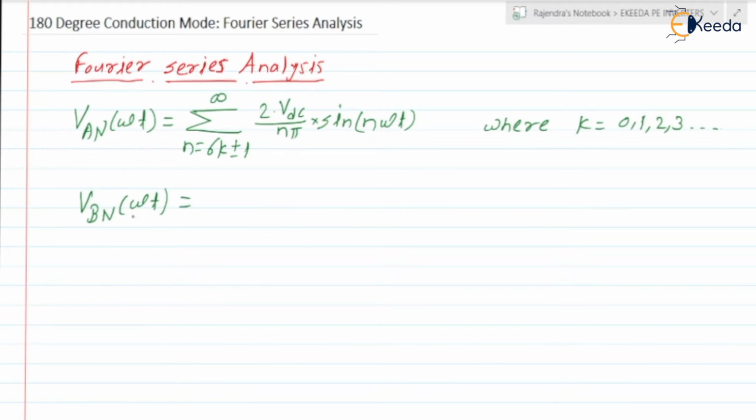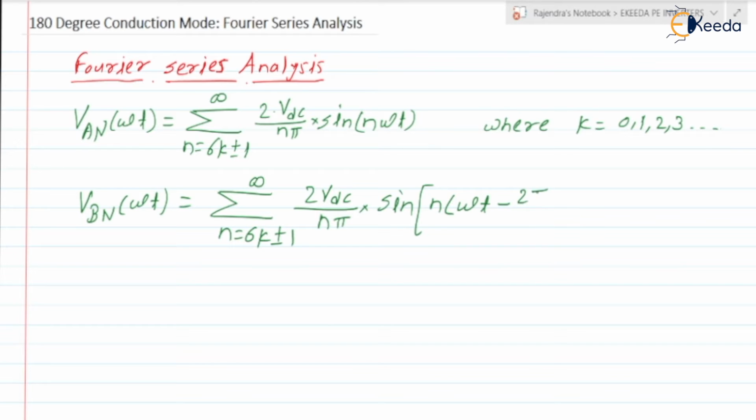If you check, VBN is lagging VAN by an angle of 120 degrees. So this can be written as the summation over n equal to 6k plus or minus 1 up to infinity of 2 VDC upon n pi, which remains the same, into sine of n into omega t minus 2 pi by 3, right? It is lagging by 120 degrees. Okay, VBN.